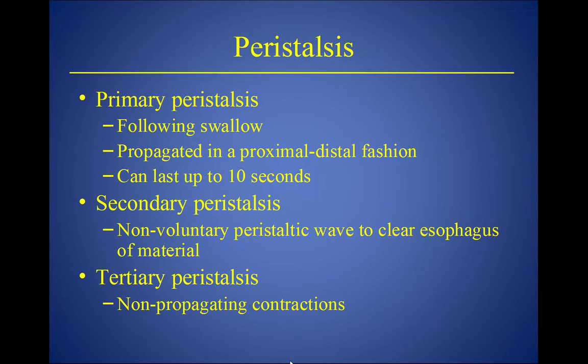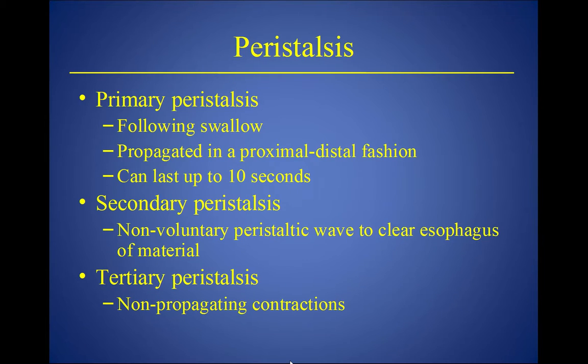So primary peristalsis follows a swallow. The swallow is initiated voluntarily, and then is propagated in a proximal to distal fashion, which we'll talk about, and can last up to 10 seconds. Secondary peristalsis is an involuntary peristaltic wave, which occurs through the neurons themselves to clear the esophagus of material. Again, this is involuntary. You don't know what's happening. You don't feel it.